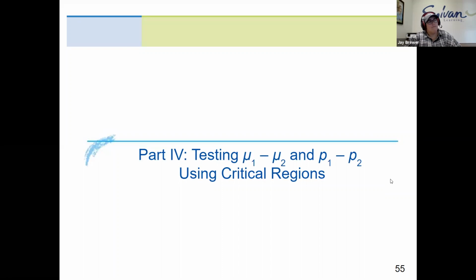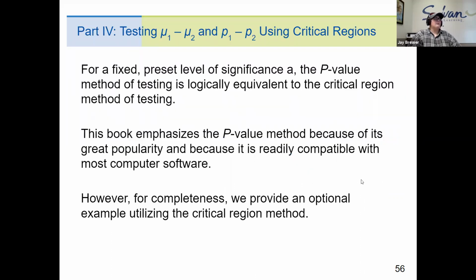All right, part 4. Testing the differences using critical regions. For a fixed preset level of significance alpha, the p-value method of testing is logically equivalent to the critical region method of testing. So the book emphasizes the p-value method because of its great popularity and because it's readily compatible with most computer software. However, for completeness, we will provide an optional example utilizing the critical region method.